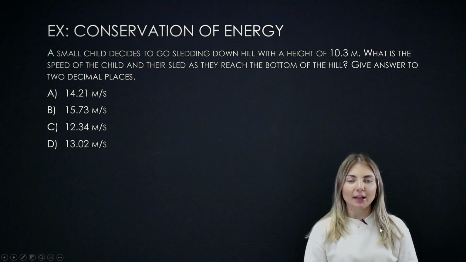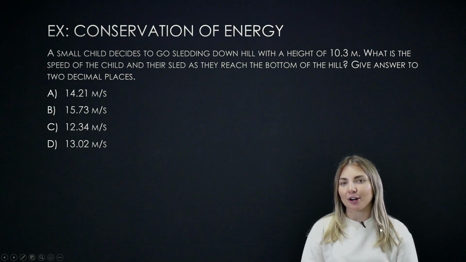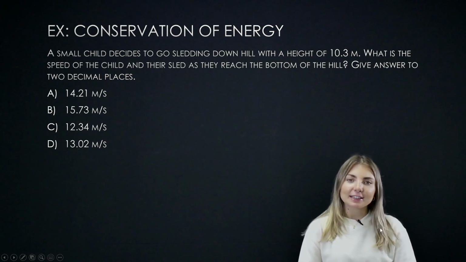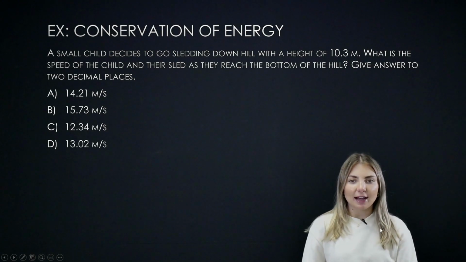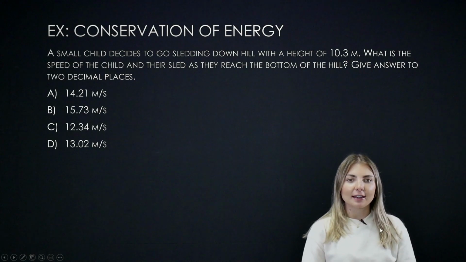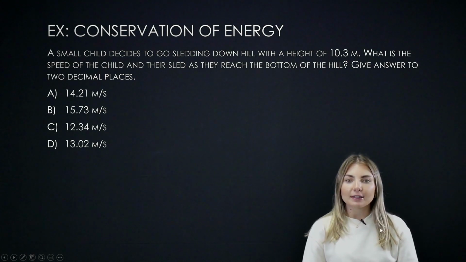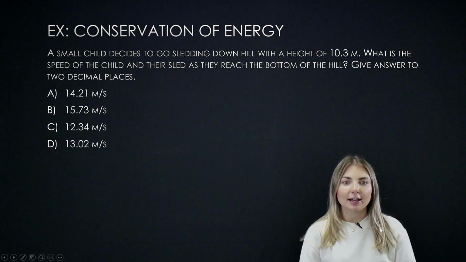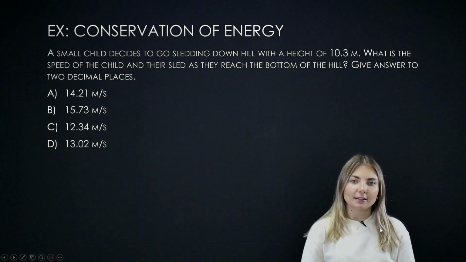Now we're going to apply what we went over regarding square roots to a question that you could encounter on the MCAT. Specifically, this is a conservation of energy example. So here we have a small child who decides to go sledding down a hill with a height of 10.3 meters. What is the speed of the child and their sled as they reach the bottom of the hill? Give your answer to 2 decimal places.